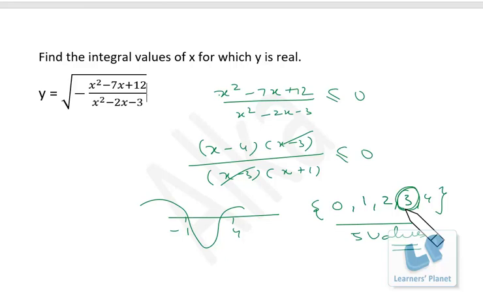X cannot take the value as 3. Right? So how many favorable values are we left with? 0, 1, 2 and 4. Just 4 values. Okay, so it's a very interesting, very important concept to understand. I hope that's clear to you.